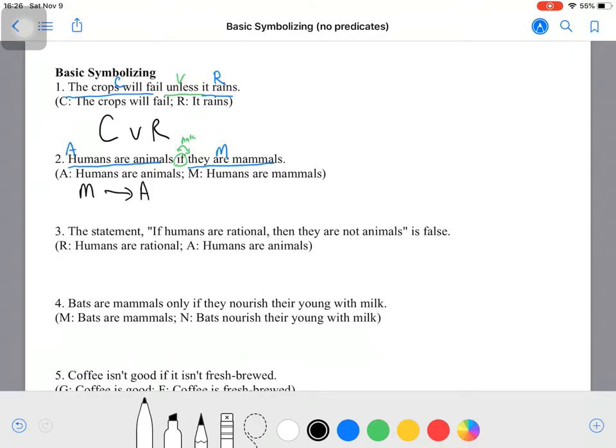If you forget to switch the sides, then you'll be saying something that's not actually correct. So if we had written down A arrow M, this is wrong. Because the sentence isn't saying that if something is an animal, then it's a mammal. It's saying that if something is a mammal, then it is an animal.